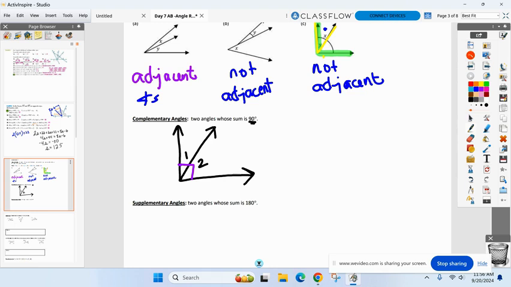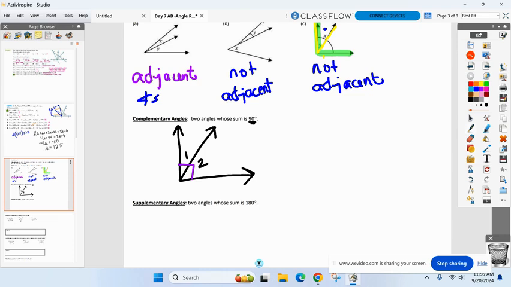And let's take this another level right now. They're complementary and they're also adjacent. Yes, they're also adjacent. Perfect. Because we've got to start talking to each other with geometry terms. We can't be saying they're next to each other. No, they're complementary and adjacent.